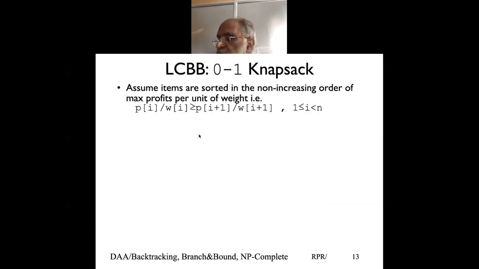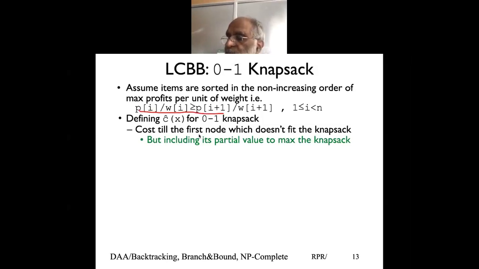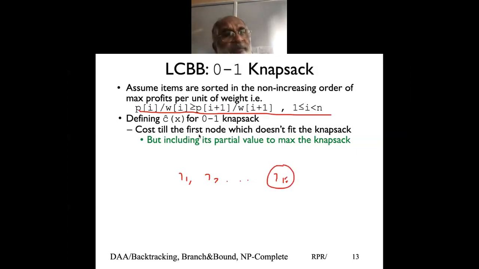We already did the sorting, and if not, we sort that out. Now we define Cx like this. Since we have sorted them in this order, we keep including items from the beginning: item 1, item 2, up to item k, until we reach an item which exceeds my knapsack weight. Remember, all these items are sorted by the profit or value per weight ratio, so I'm always picking the right items.